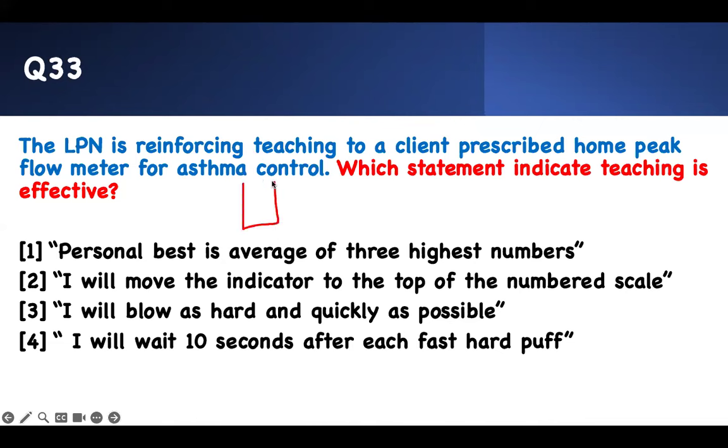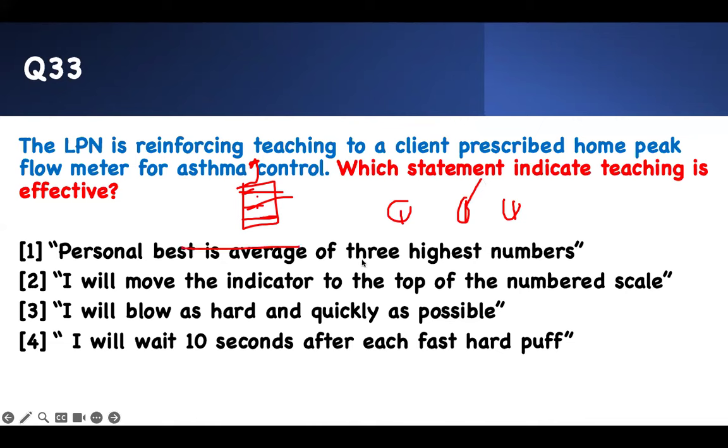So this is the flow meter that the patient is going to blow, and there's a gauge here, like a level, right? How do you do this? Your personal best is what it is. That means if you do 1, 2, 3 measurements, and one is highest, that's what you take, not the average. So this is not good.